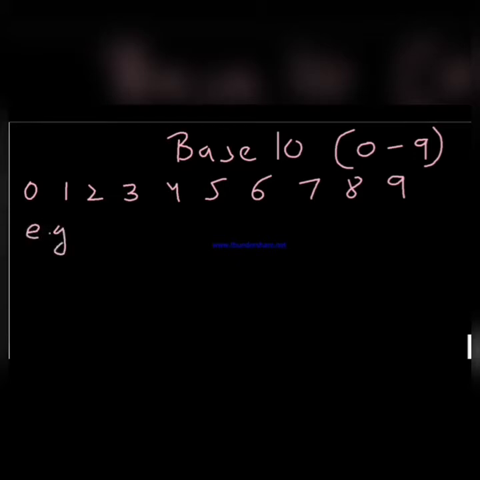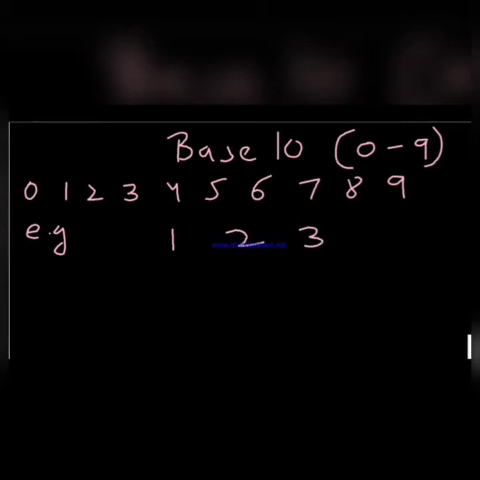The decimal system consists of 10 digits. That's why it has base 10. That is, digits from 0 to 9: 0, 1, 2, 3, 4, 5, 6, 7, 8, and 9. The basic number system. To understand this, let's take an example. For example, I'm taking the number 123.